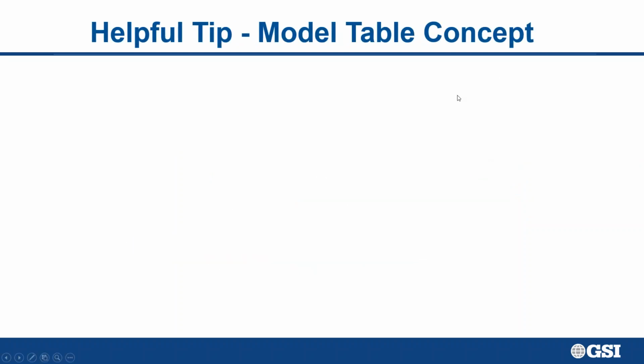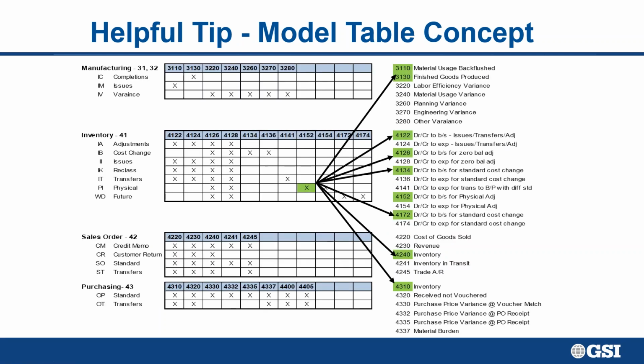Okay, some helpful tips. Let's talk about the model DMAAI table. Now, I know this chart looks a little busy, okay, but I'll try to boil it down for you and make it simple. So basically what we have here are the 4 modules that impact inventory quantities. So here's our manufacturing with system codes, our inventory, sales order, and purchasing. These are the DMAAI tables that are invoked most frequently. These documents here are the standard document types that most people use and set up in their system. Okay, there can be others.